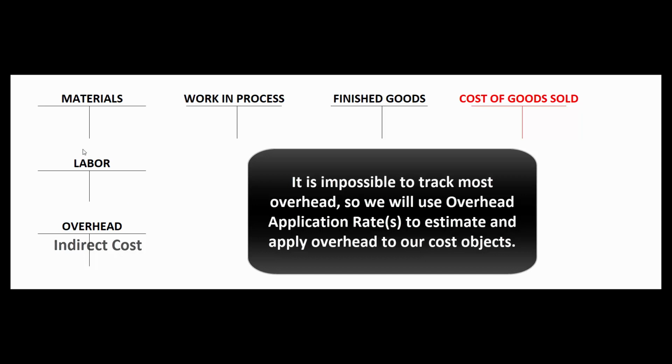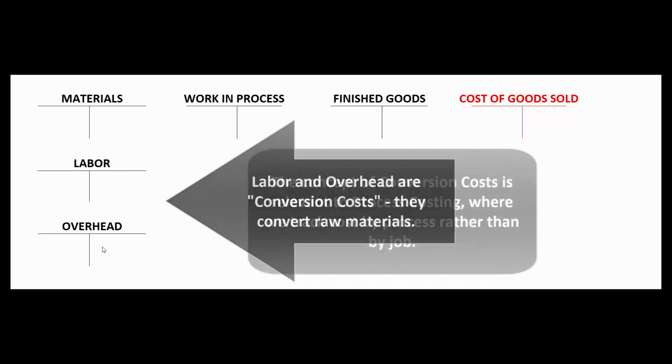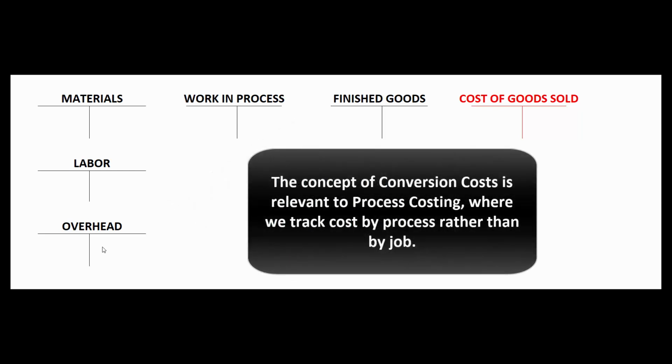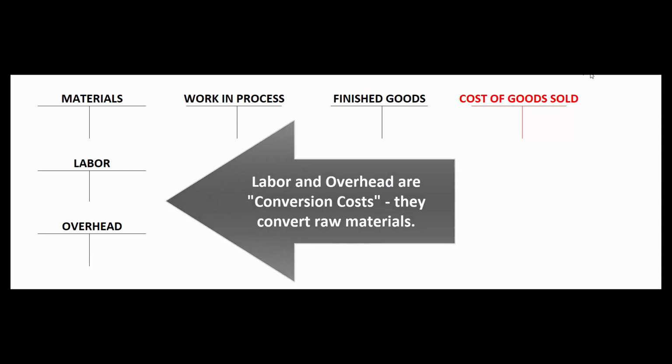We're also going to call labor and overhead conversion costs. That'll come up when we talk about process costing, which says instead of costing our stuff by job, maybe we look at each process each month. So labor and overhead are called conversion costs because we apply them to materials and convert them into something else.